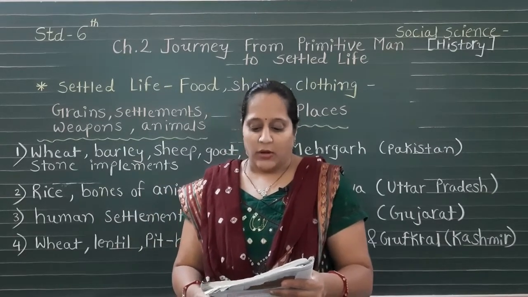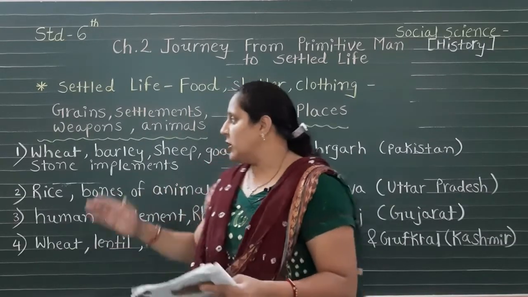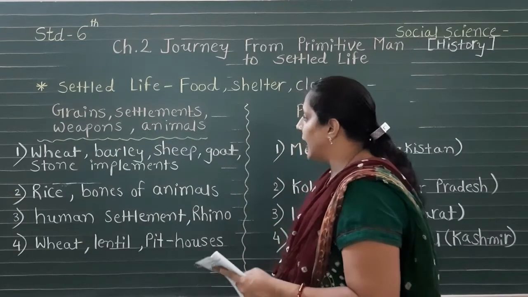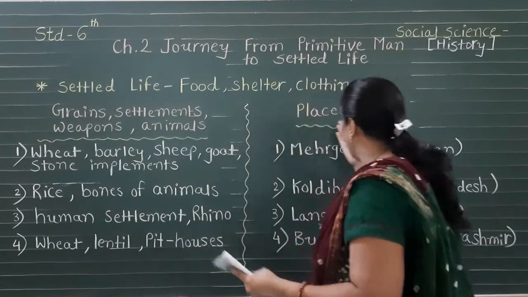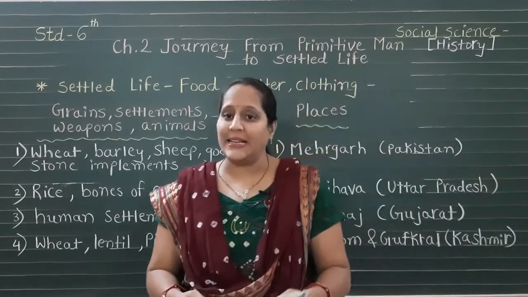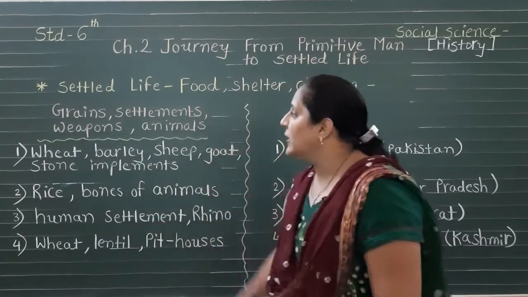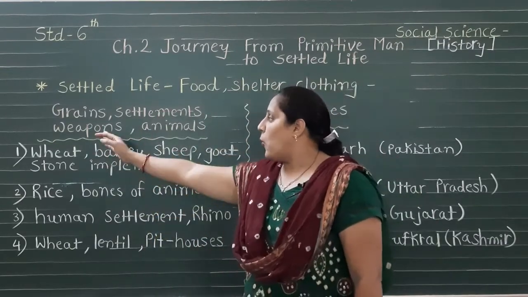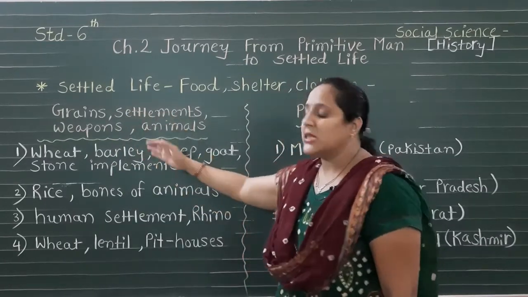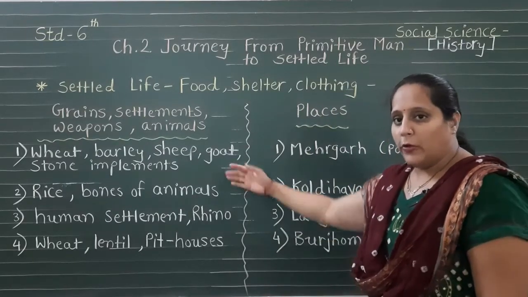So here they are using stone implements for farming purposes. Here I will show you one table. The following table shows different places of India. Here we discuss these places. I will give you a few examples, but in our textbook they give you 6 examples, through which we come to know about grains, settlements, weapons and animals. So one by one we will discuss a few examples.